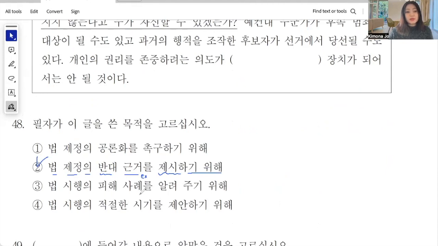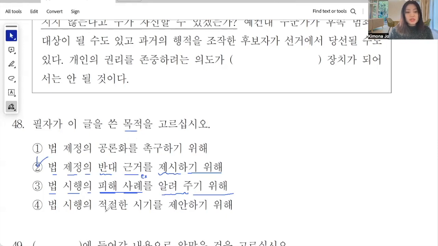Number 3, 법 시행의 피해 사례를 알려주기 위해. In order to 알려주다, inform the 피해 사례, the damage cases of the law enforcement. 아니죠. 피해 사례 is not 목적. It cannot be the objective. It's because it's too specific information. So that's why it cannot be an objective, which shows the writer's intention.